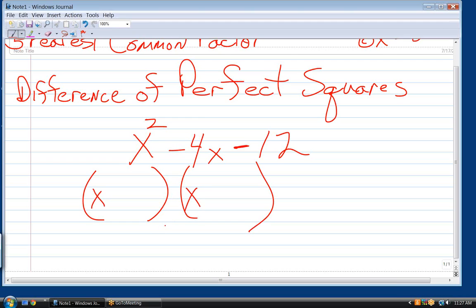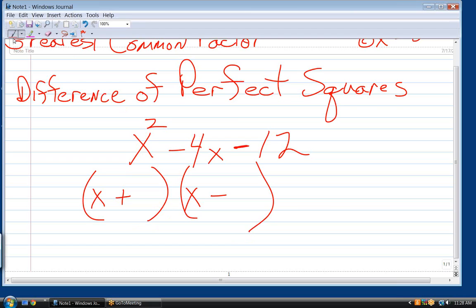x and x. Now, how was I able to produce that negative 12? What does it tell me that the signs have to be? They have to be opposite. They can't be the same. If they were the same, this would not be a negative 12. This would be a positive 12. So the one thing I know for certain, because there's a negative sign in front of the constant, is that the signs are plus minus or minus plus, but in this case, plus minus and minus plus are the same thing. There's no difference. Okay, so I'm done with step 2.